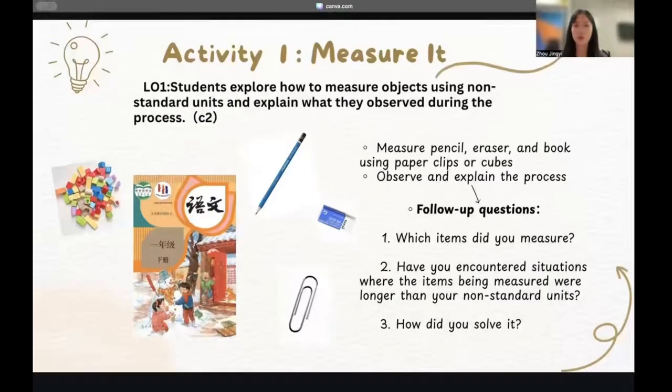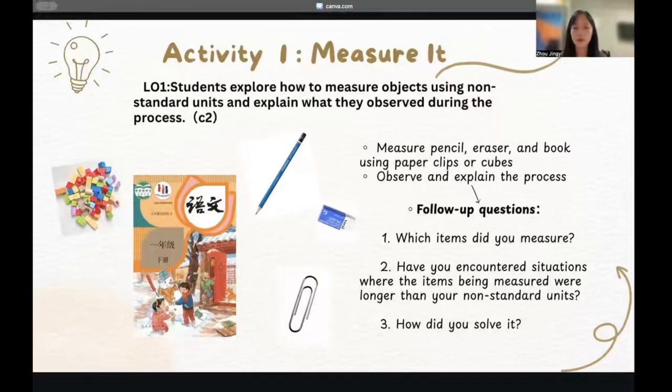Thank you. Now I will introduce Activity 1, Measure It, which supports our first learning outcome. Students explore how to measure objects using non-standard units and explain their observations. In this activity, students use paper clips or cubes to measure the length of their pencil, eraser, and book. The purpose is not to get precise answers, but to help them understand how measurement works through simple tools. After measuring, they answer 3 follow-up questions.